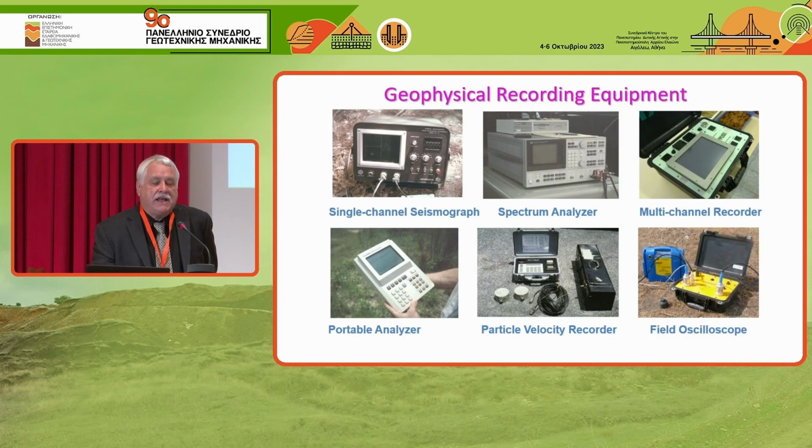And how do we measure that? Well, we have different types of equipment. Seismographs, spectrum analyzers. Way back before we had digital, we had pen plotters. We have particle velocity recorders, field oscilloscopes, and today you could even use your laptop computer because there's software. The computer's certainly fast enough to collect all that data, so with special software you can just use your laptop.